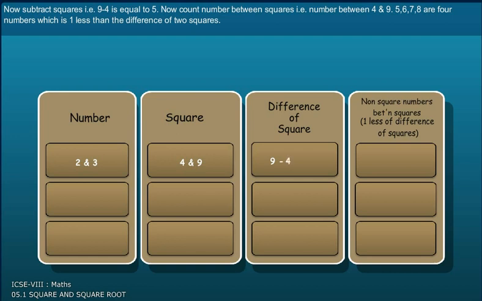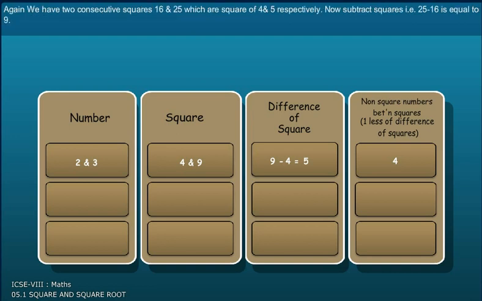Now subtract squares, that is 9 minus 4 is equal to 5. Now count the numbers between squares, that is numbers between 4 and 9. 5, 6, 7 and 8 are 4 numbers which is 1 less than the difference of the two squares. Again we have two consecutive squares, 16 and 25, which are squares of 4 and 5 respectively.